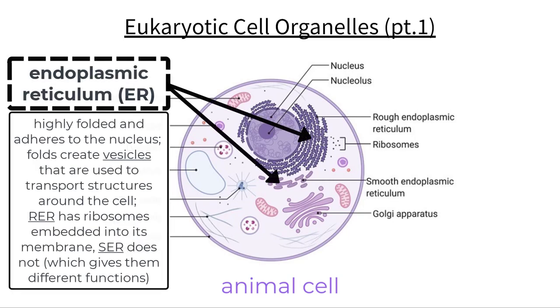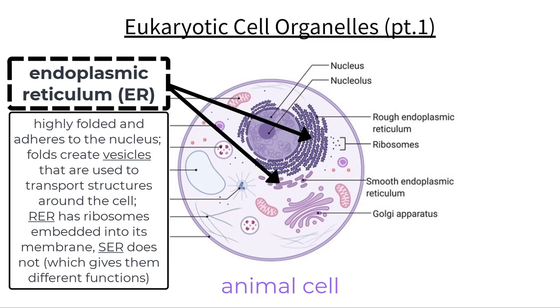Next, we have the endoplasmic reticulum, which is also commonly referred to as the ER. This organelle is highly folded and adheres to the nucleus. The folds within the membrane are used to create structures called vesicles, which are tiny sacs that pinch off of the folded membrane and are used to transport structures around the cell. The ER has two distinct parts called the smooth and rough ER, also abbreviated SER and RER. The RER has ribosomes embedded into its membrane. As you can recall, ribosomes are used to create proteins, so having them attached to the ER is a great way to create and then also package and ship proteins around the cell.